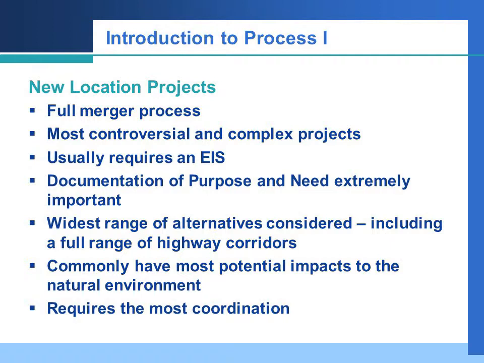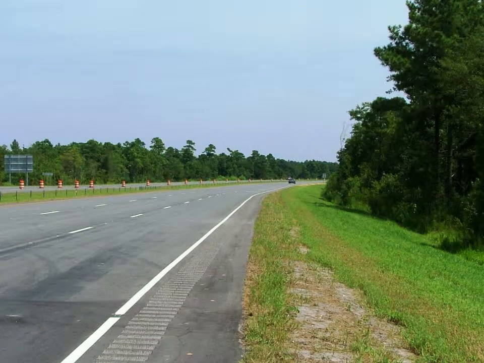The need to identify and select a corridor within which the road will be located is the most defining aspect of Process 1. New location projects, by their very nature, quite often have the greatest impacts to the natural environment, require the most documentation, require the greatest consideration of alternatives, and require the most coordination. As you would expect, Process 1 is the most detailed and time-consuming of the three processes. Here is an example of a Process 1 project. This is a section of the Wilmington Bypass project in Brunswick and New Hanover counties.